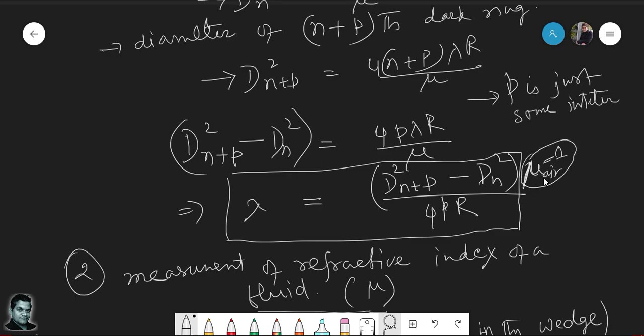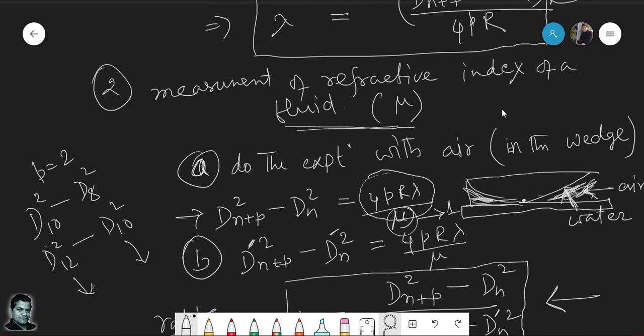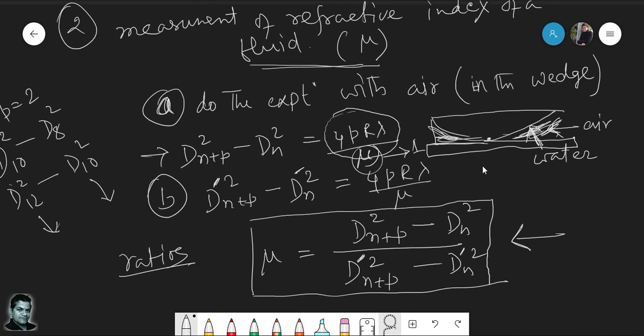Then for the measurement of the refractive index of a medium, we do the experiment in two steps. First, with air, you calculate the difference of the squares of the diameters of the different rings. Then you place the medium for which you want to calculate the refractive index, calculate the same diameter differences, and take the ratios to get the refractive index.